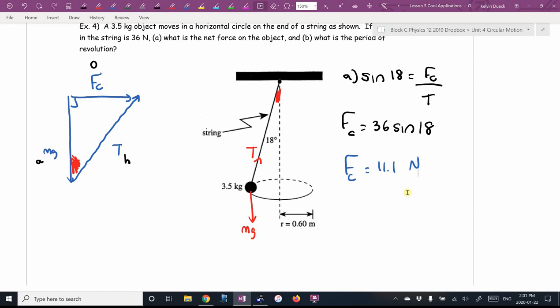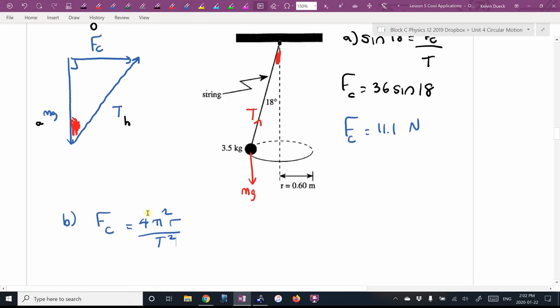What did I find in part A? Is there an equation for FC that's got period in it? Let's try that first. For part B, I would say I know that FC equals 4 pi squared r over the period squared. Can anybody see the sloppy mistake that I made? The m. A lot of students, because that acceleration equation is so complicated, think, oh, that must be a force. No, it's an acceleration, so it's always ma. There has to be an m in front of all that.